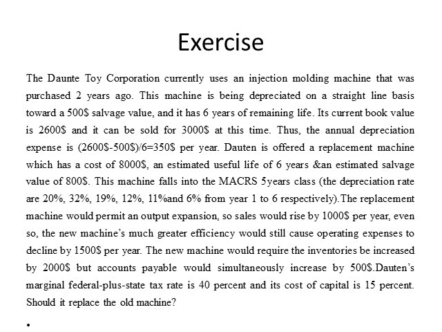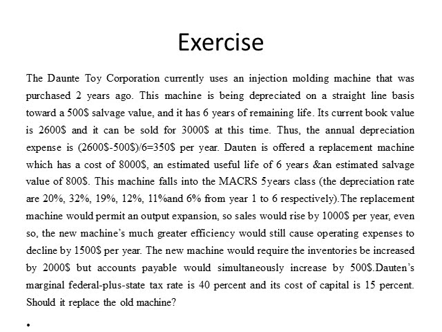This exercise is similar to the previous one, but with more details. The Dutton Toy Corporation currently uses an injection molding machine that was purchased 2 years ago. This machine is being depreciated on a straight line basis toward a $500 salvage value, which means that the salvage value will be $500 for this machine, and it has 6 years of remaining life. Its current book value is $2,600 and it can be sold for $3,000 at this time.